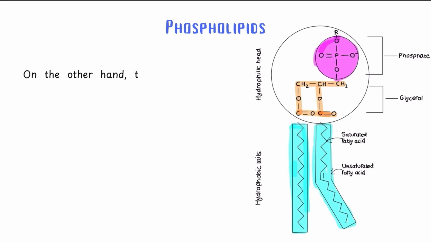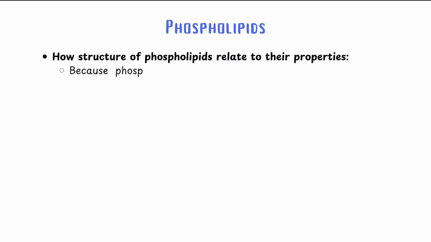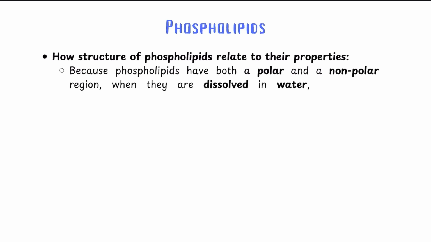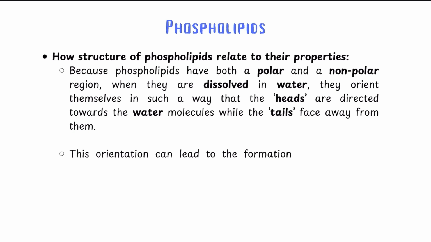On the other hand, the phospholipid tails are nonpolar and do not mix with water. Instead, they repel water, making them hydrophobic. Because phospholipids have both a polar and a nonpolar region, when they are dissolved in water, they orient themselves in such a way that the heads are directed towards the water molecules while the tails face away from them. This orientation can lead to the formation of one of three structures.